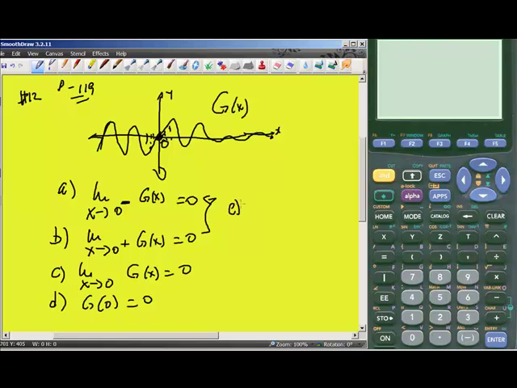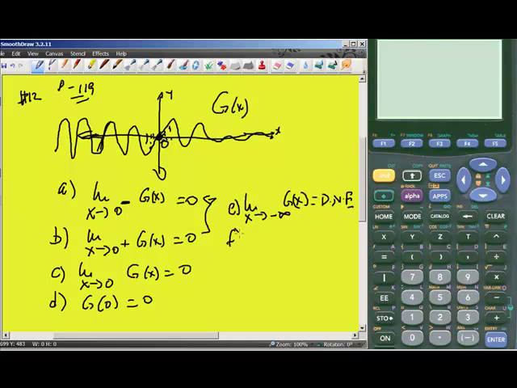And then part E, limit as x goes to negative infinity of g of x. When I go to the end behavior, this is just on the left-hand side. This thing is just going up and down. So it's not going to any particular value. It's going up and down. So therefore, the limit does not exist.